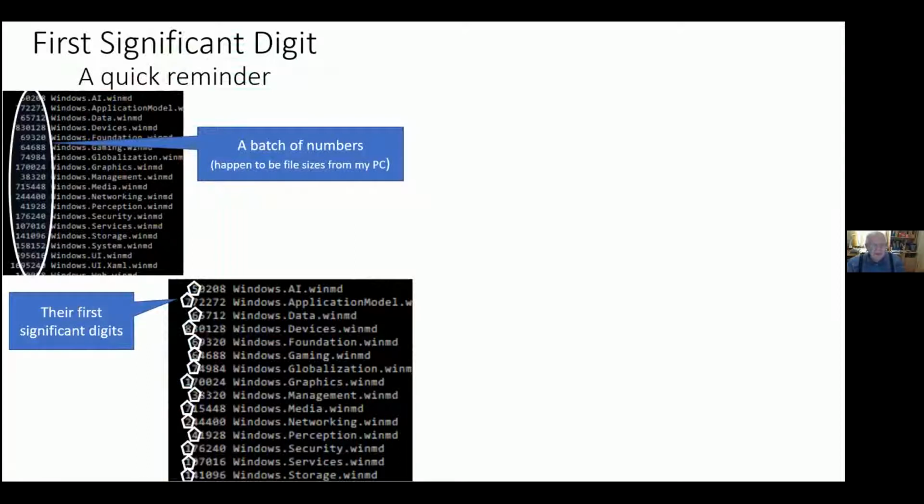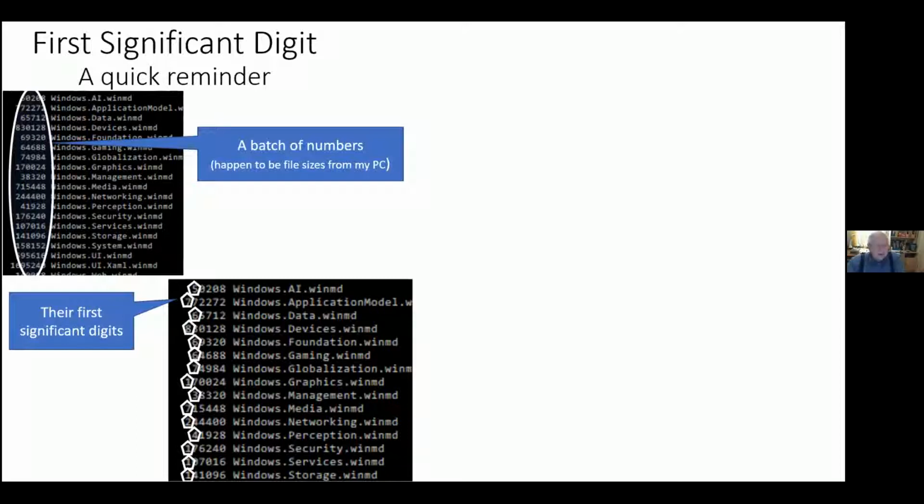So just as a quick reminder of the terminology, what we mean by the first significant digit. Well, this picture on the left shows an extract from a list of files on my PC, of which, of course, there are tens, even hundreds of thousands within the system, especially within the Windows own system. And that's a batch of numbers which just pop up out of somewhere, and they're different file sizes measured in bytes, or is it bits? I'm not sure. And the first significant digit of these numbers is the number on the left.